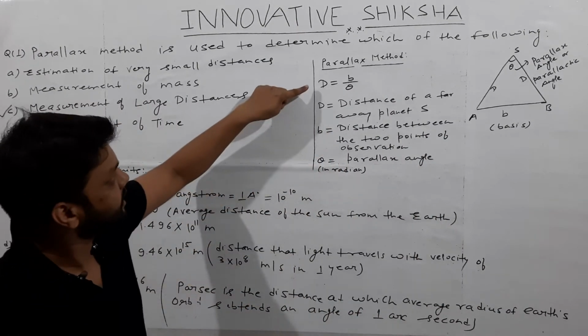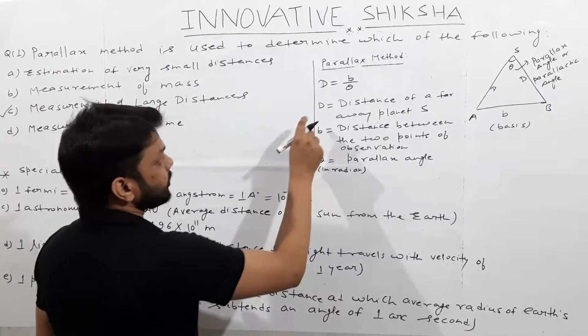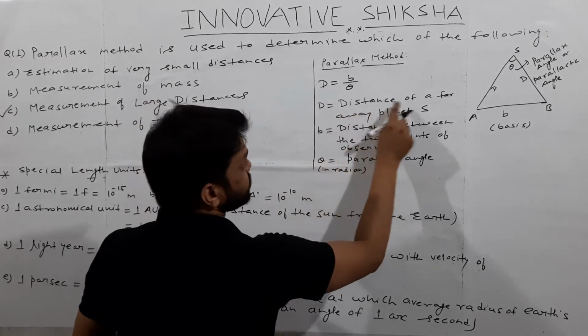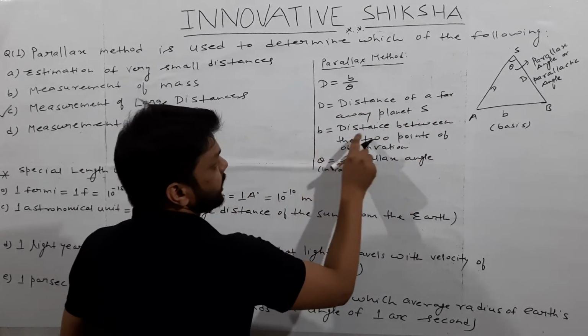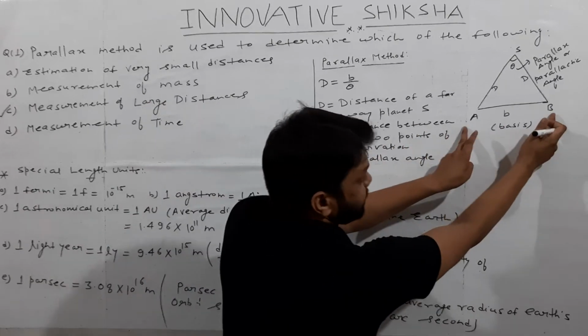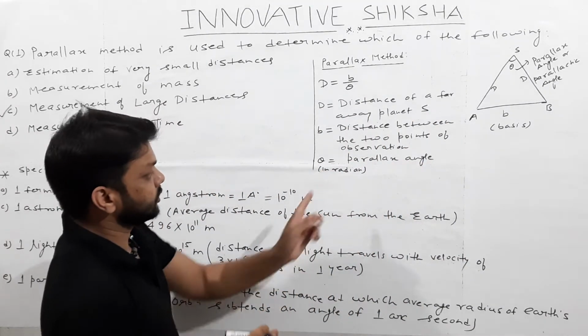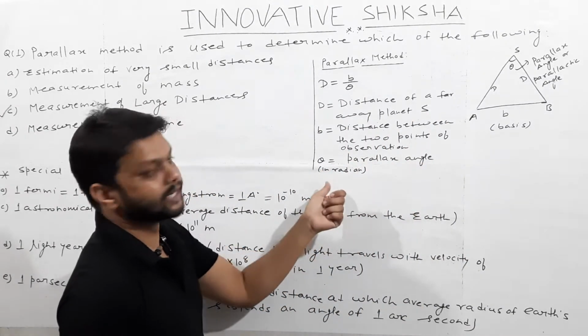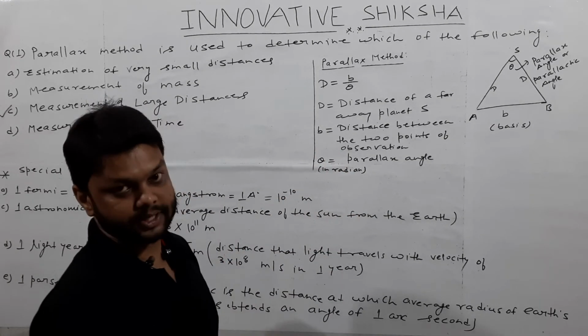That relation is capital D equals b upon theta, where D equals the distance of a far away planet S, and small b is the distance between the 2 points of observation, that is this particular point. And theta, as I have already told you, is the parallax angle, which is measured in radian. So this is how we can find any large distances, right?